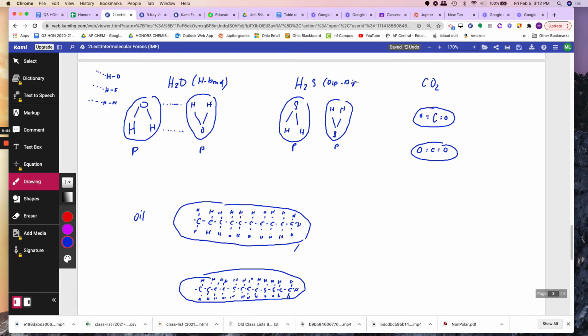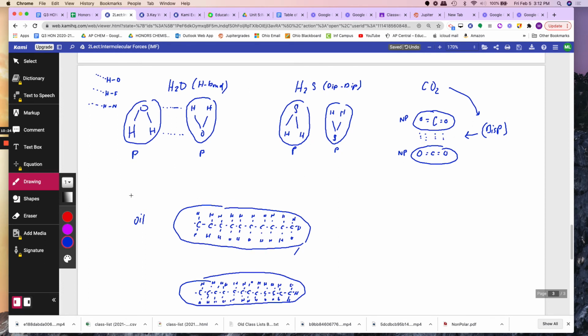Okay, let's look at carbon dioxide. This one is nonpolar. This one is nonpolar. What's the force between two nonpolar substances? The predominant force is dispersion. Okay? Should have written it there. Now, does water have dispersion force? Yes, it does. It's just not predominant. Predominantly hydrogen bonding. Same with H2S.